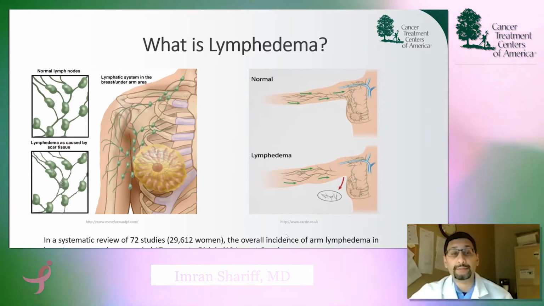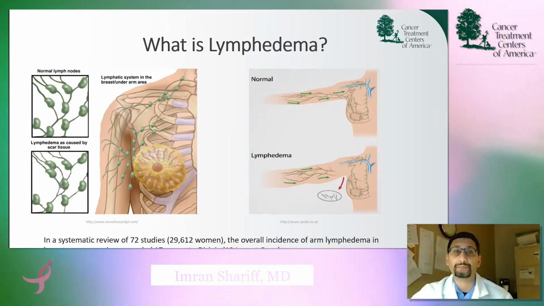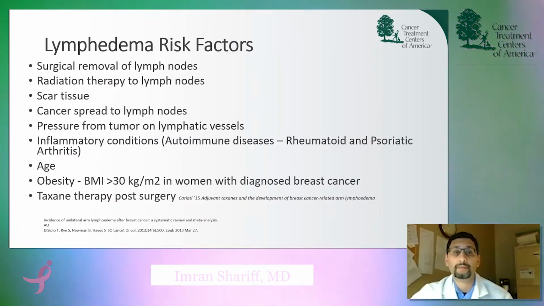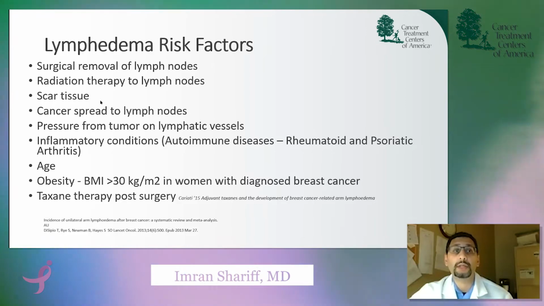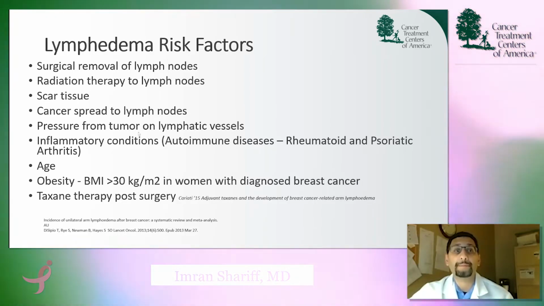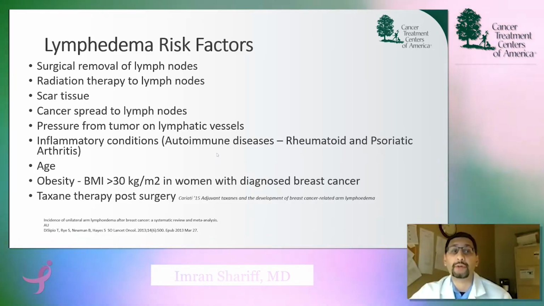In a systematic review of 72 studies that involved close to 30,000 women, the overall incidence of arm lymphedema in breast cancer survivors equaled about 17%. Lymphedema risk factors include surgical removal of lymph nodes, radiation therapy to lymph nodes, scar tissue, cancer spread to lymph nodes, and pressure from tumor on the lymph vessels themselves. They can also be caused by inflammatory conditions, most notably autoimmune diseases such as rheumatoid and psoriatic arthritis.